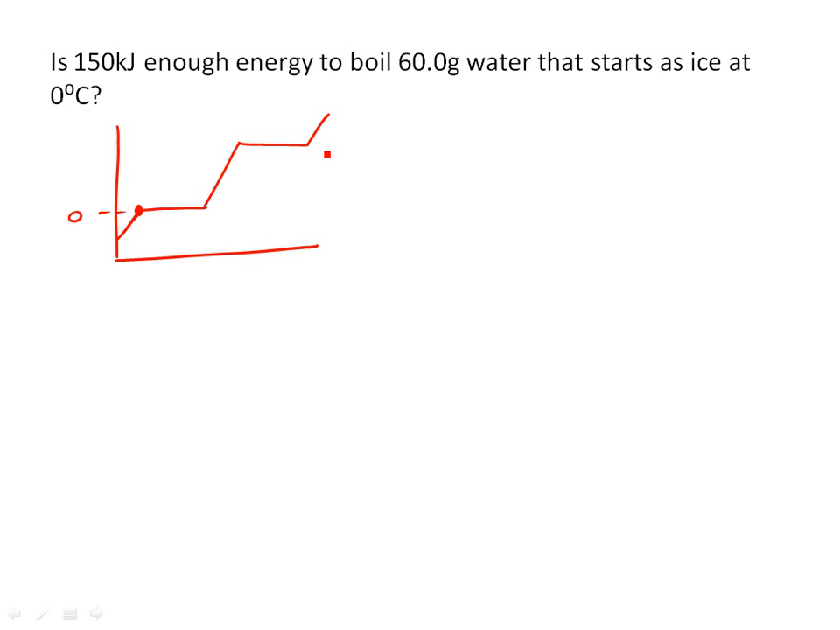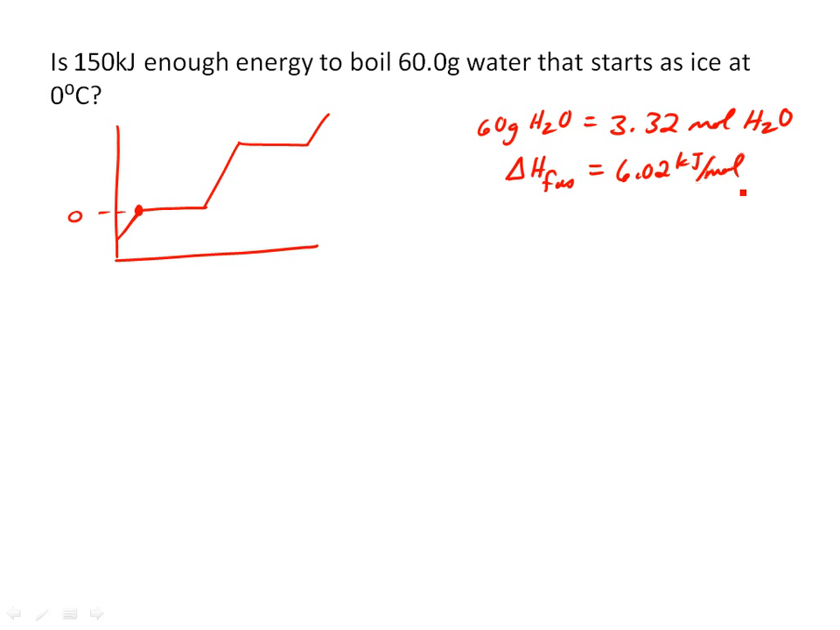So I know I have 60 grams of water, and we're just going to get some of these little calcs out of the way. That's 3.32 moles of water. And then what am I going to need? Well, first, I don't need my specific heat, but I need that delta H of fusion that I used in the previous one, and that was 6.02 kilojoules per mole.